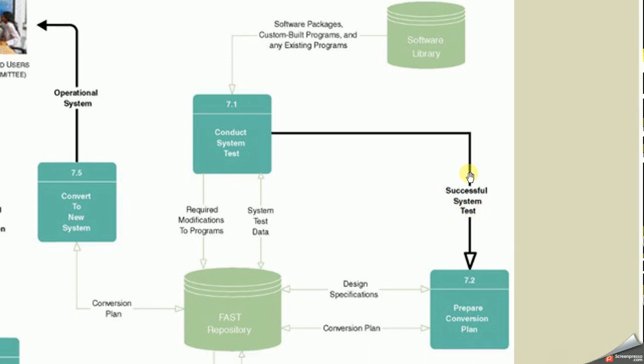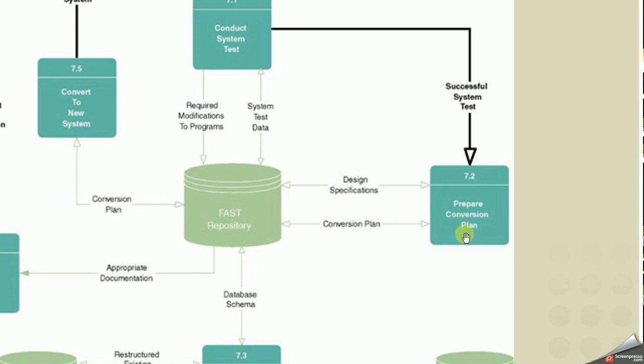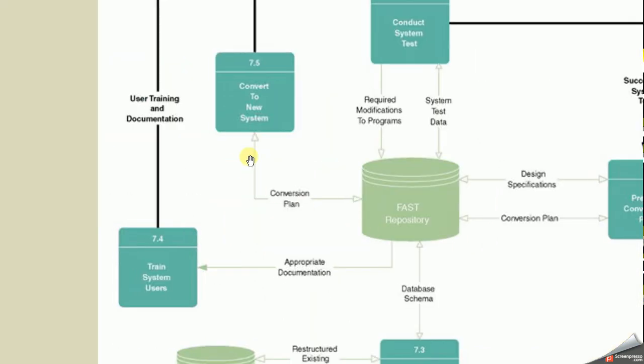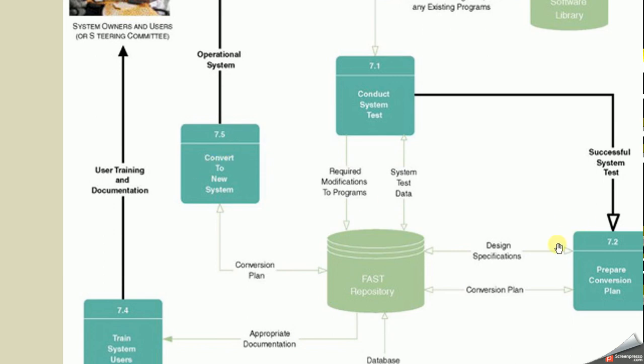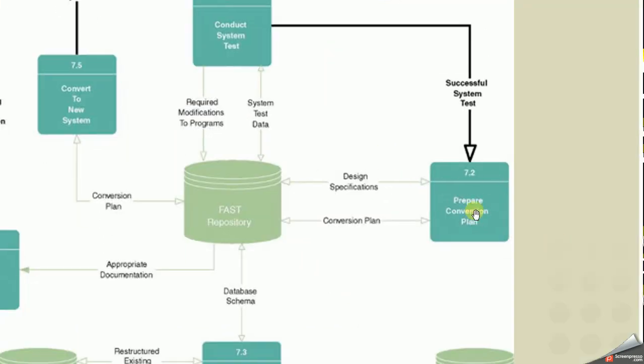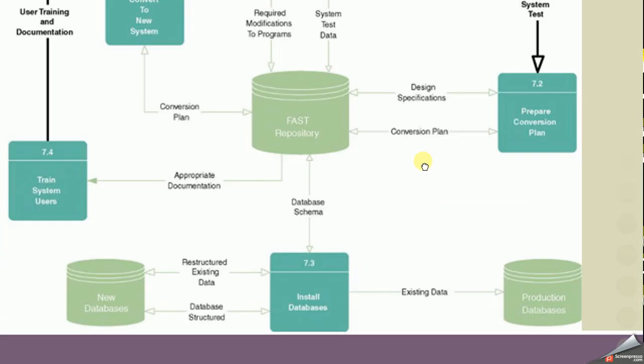So when there is a successful system test, we will move to the next task, which is to prepare a conversion plan. Based on the design specifications and the requirements, we will prepare a conversion plan, and it will be stored in the repository. It will not be executed at this phase. It will be executed at the last phase. But here we just prepare a conversion plan.